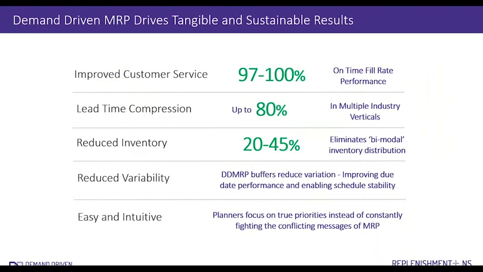So the results that we show with our solution are pretty meaningful. We're typically targeting very high customer service levels in the 97 to 100% range for on-time fill rate performance. In some clients, we've seen lead time compression up to 80%. Reduced inventory is often the clearest way to calculate a meaningful financial impact of what we do here by eliminating what we call a bimodal inventory distribution. We're often able to see inventory reductions of 20 to 45%. Additionally, we'll be able to have a reduced variability within our supply chain, and the tool itself is very easy and intuitive to use.